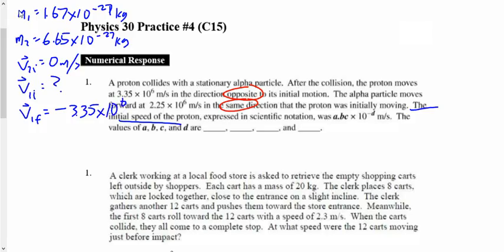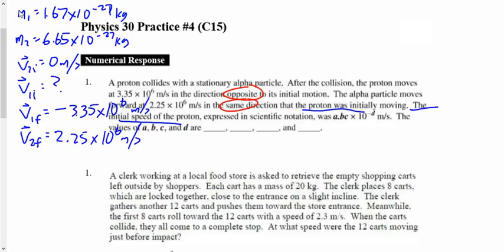Now, we could have assumed that the final velocity would be negative, and the initial velocity would therefore be positive. I just assumed the final would be positive, the initial will therefore be negative. Now, the alpha particle, that's object number 2, after the collision, moves in the same direction as the initial motion of the proton. So that's going to be a positive value. We're going to say V2F is equal to positive 2.25 times 10 to the 6 meters per second.